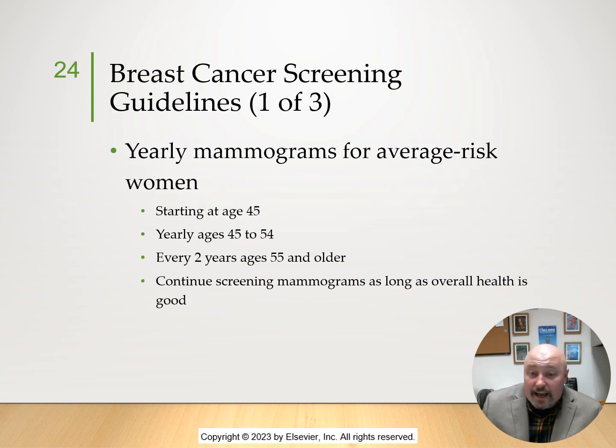For women at an average risk, yearly mammograms should be conducted starting at the age of 45, and then every year from the ages 45 to 54. After that, it can go to every 2 years for ages 55 and older, and continue those screening mammograms as long as the overall health is good.